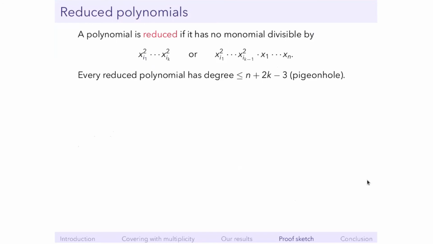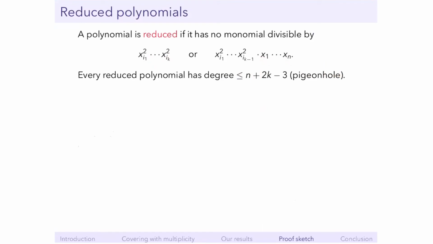And you can pretty easily convince yourself, if you think about it for 5 minutes, that every reduced polynomial has degree at most n plus 2k minus 3. And this is basically just the pigeonhole principle. Any monomial whose degree is larger than this will contain either k squares or k minus 1 squares and all the variables.